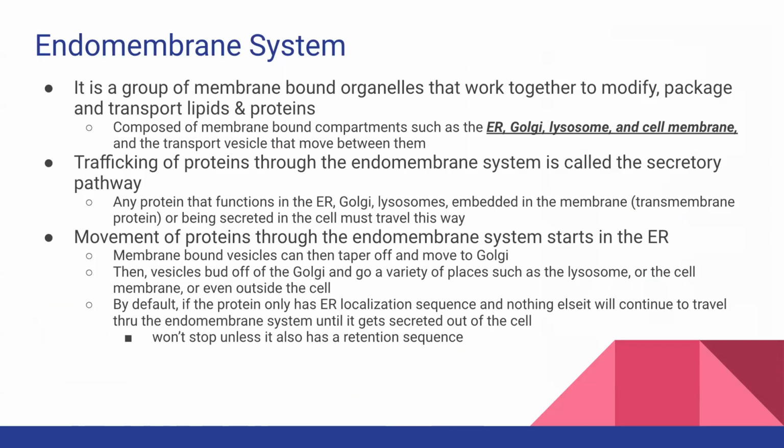So a little bit about the endomembrane system. It's a group of membrane-bound organelles that work together to modify, package, and transport lipids and proteins. It's composed of membrane-bound compartments such as the ER, Golgi, lysosome, and cell membrane. And trafficking of these proteins through the system is called the secretory pathway.